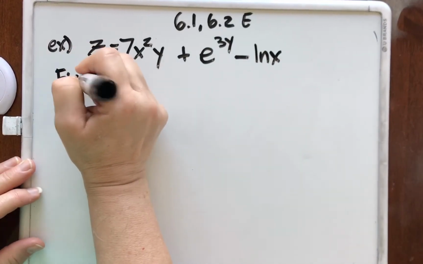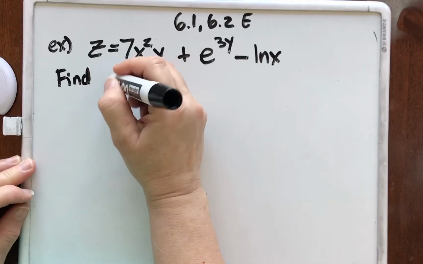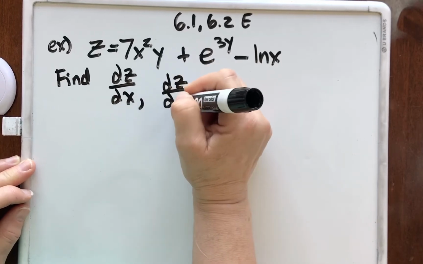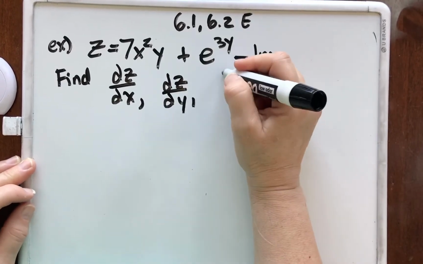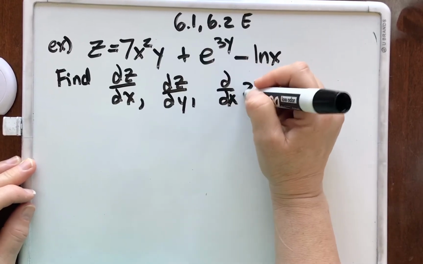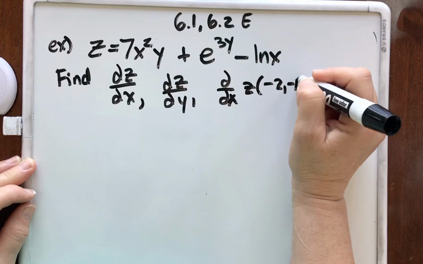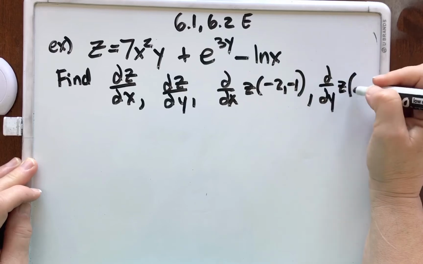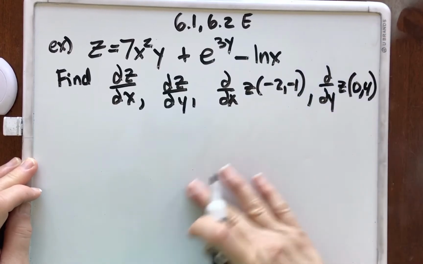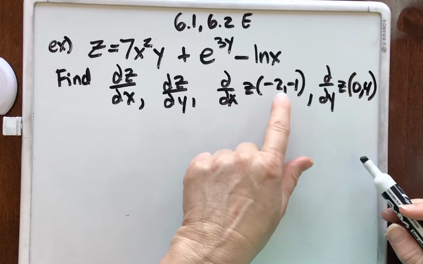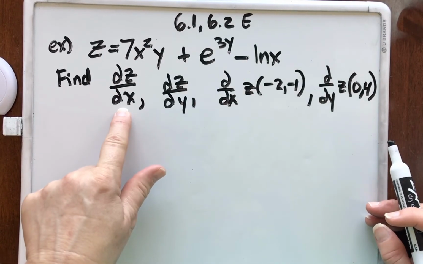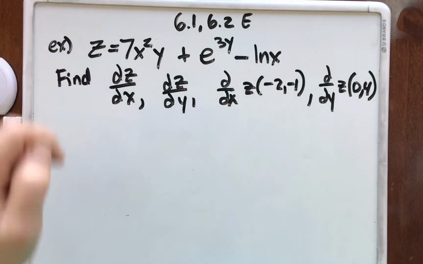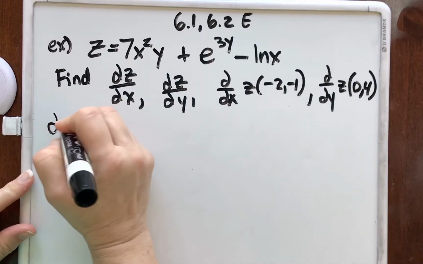Then in that same type of problem, it'll say find the partial derivative of z with respect to x, partial derivative of z with respect to y, and then they'll say the partial derivative with respect to x at point -2, -1, partial derivative with respect to y at point 0, 4. So this is a point that we're going to input once we take care of this, and this is a point that we're going to input once we take care of that. Now this is what they told us z was. Okay, so let's do the first one.